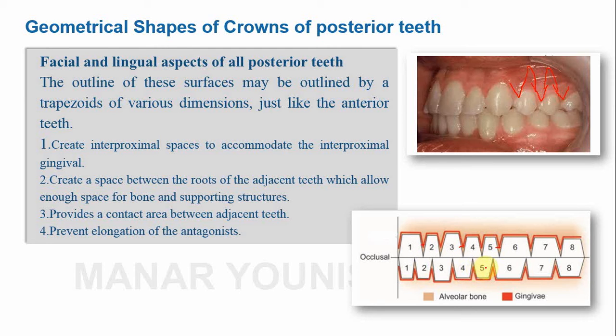For example, if the mandibular second premolar here was lost or extracted for whatever reason, the configuration of the teeth in this outline will prevent the opposing teeth, which are the first premolar and the second premolar, from over-erupting into the space of the extracted mandibular second premolar.